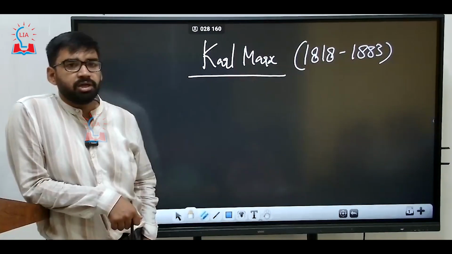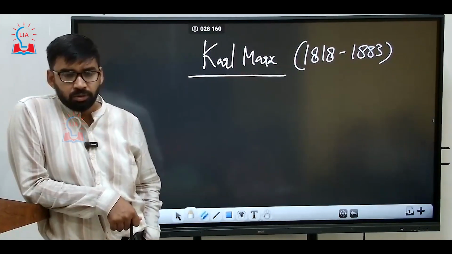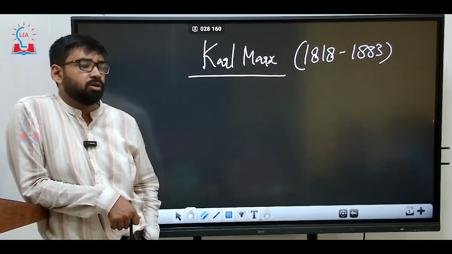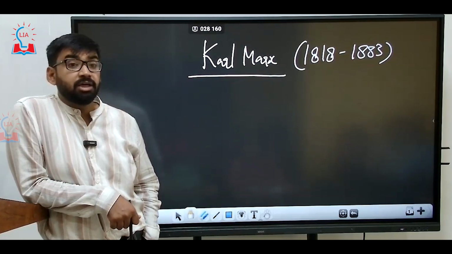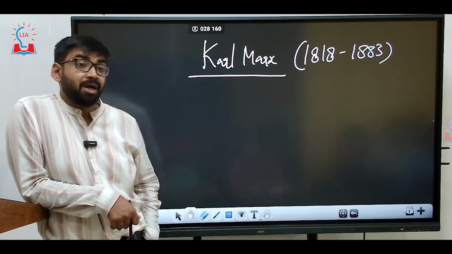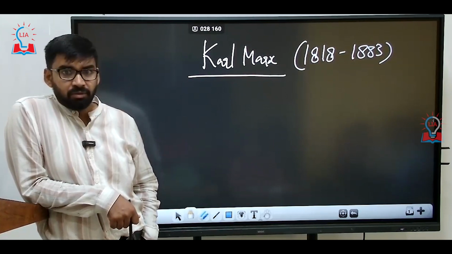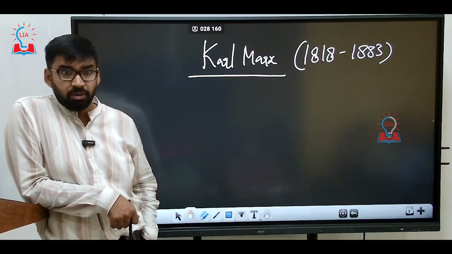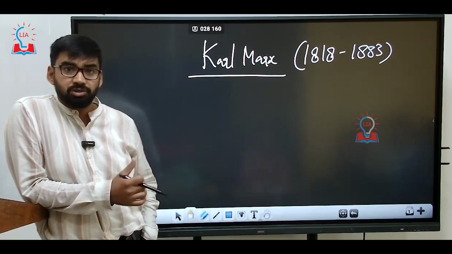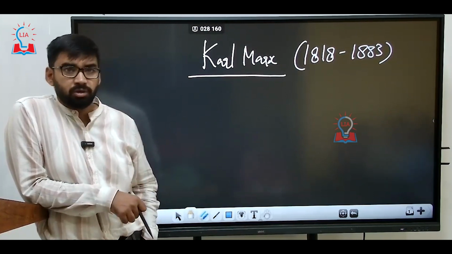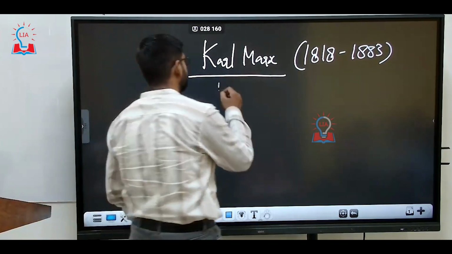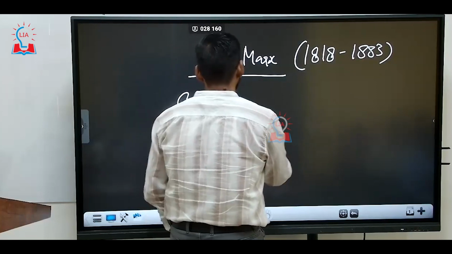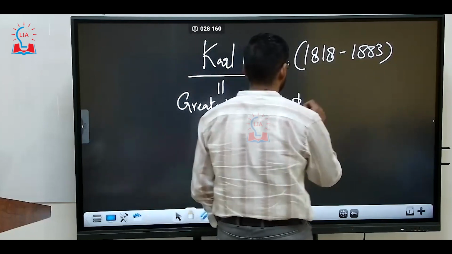Karl Marx is considered the greatest philosopher. And the most famous statement of Karl Marx is that all the philosophers have interpreted the world; what matters is to change it. That means everyone has only interpreted things, but he wanted to bring a change. He was the first scholar. That is why he is called the greatest of all philosophers.